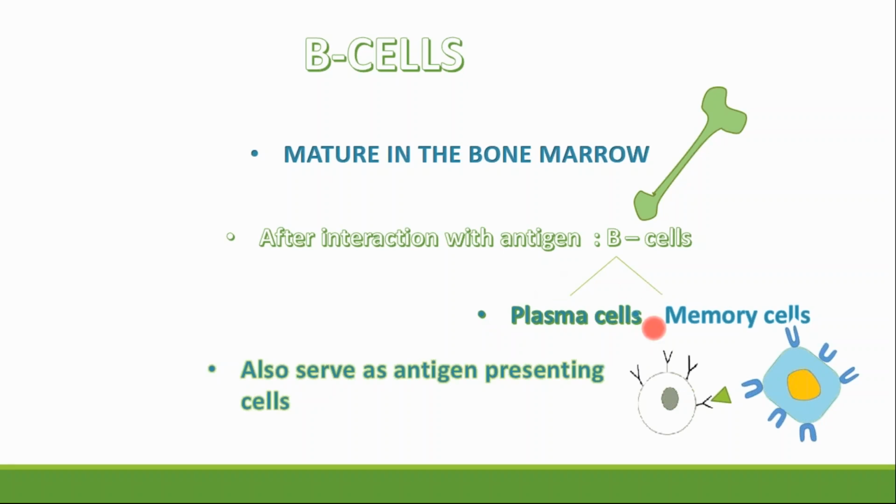And plasma cells are responsible for producing antibodies. The only cells in the entire body that are responsible for producing antibodies are plasma cells, the cells which are derived from B cells. These plasma cells will produce antibodies. Antibodies are of 5 types. These antibodies will help in targeting the antigen which is trying to enter the body. And also B cells have a special property that they will present the antigen to T cells.